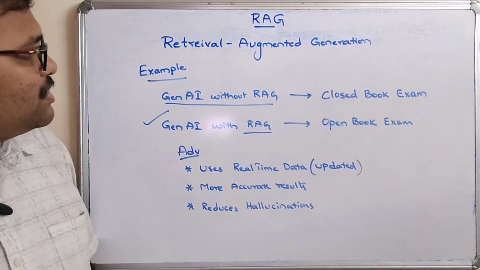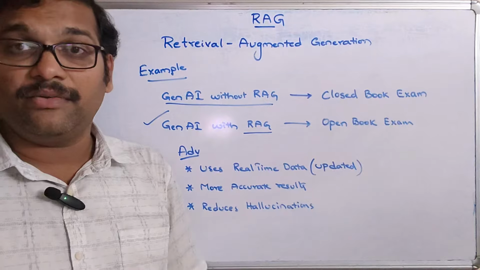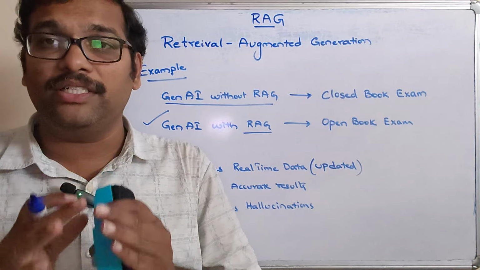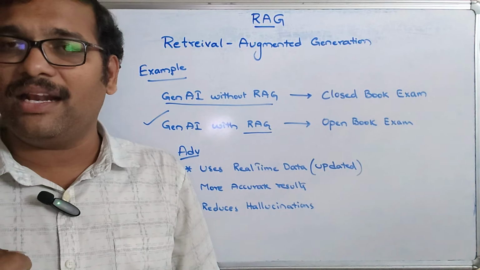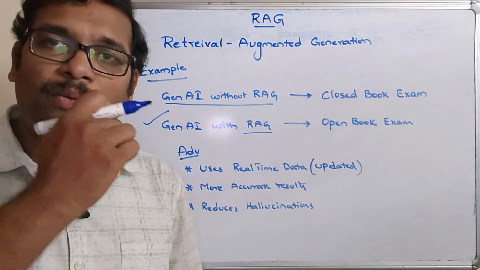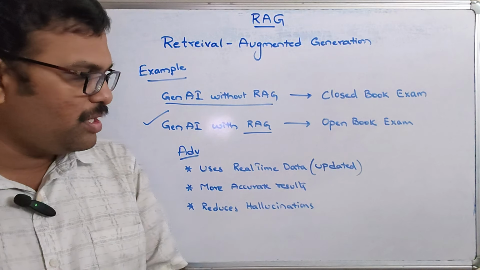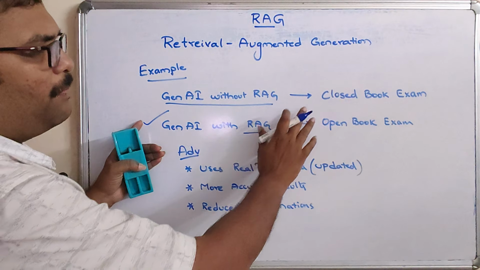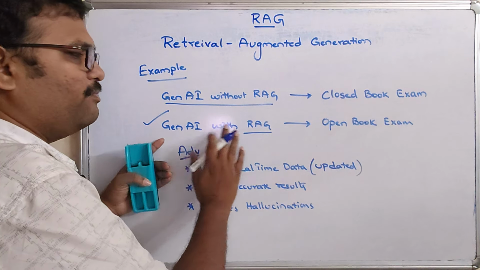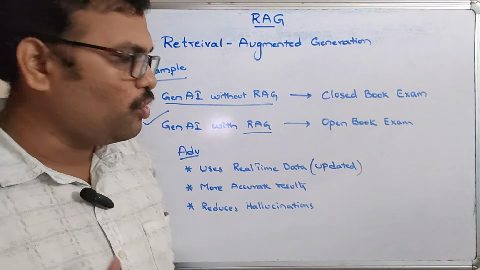Hope you understood this RAG, retrieval augmented generation. Blindly the model will not generate the text. First it will search in the external sources, get the relevant information, and from that information generate the new text, so that it gives more accurate results. This is the best example for Gen AI without RAG and with RAG: closed book and open book exam, right? Hope you understood this.